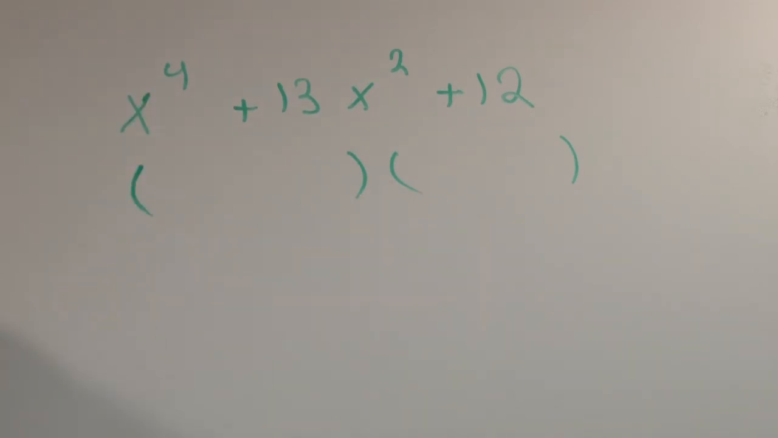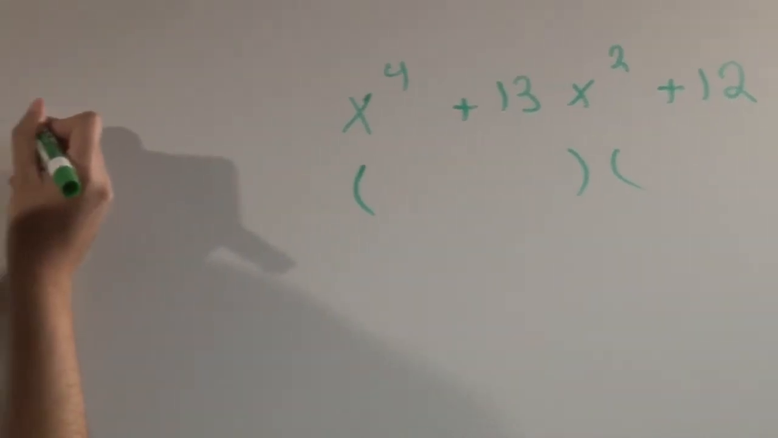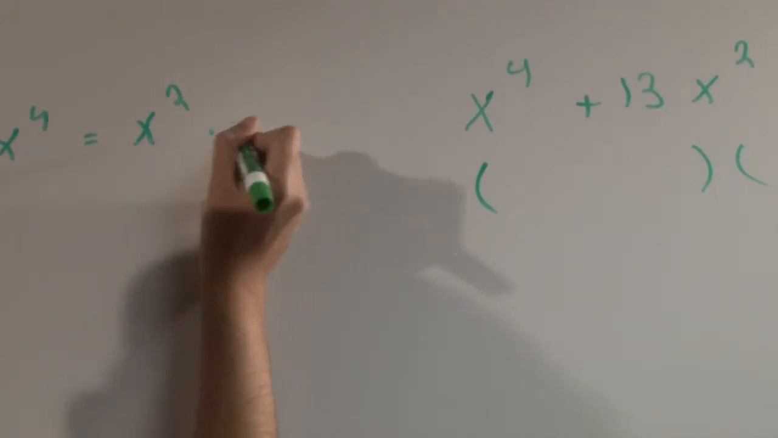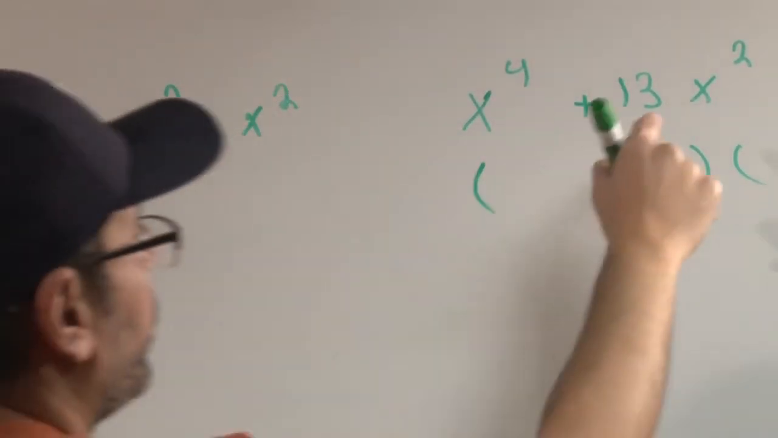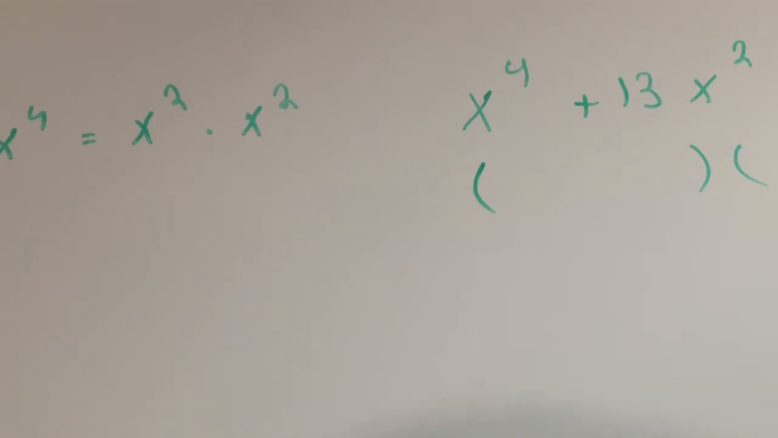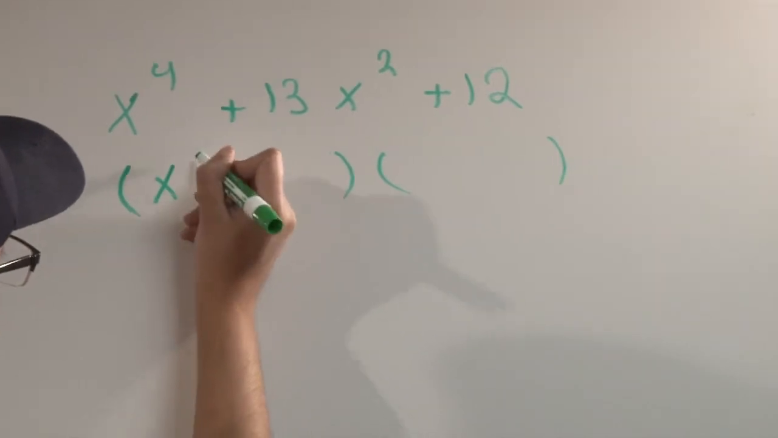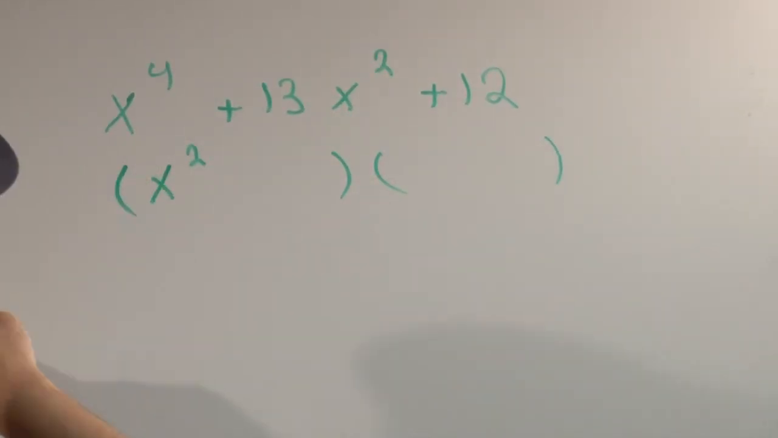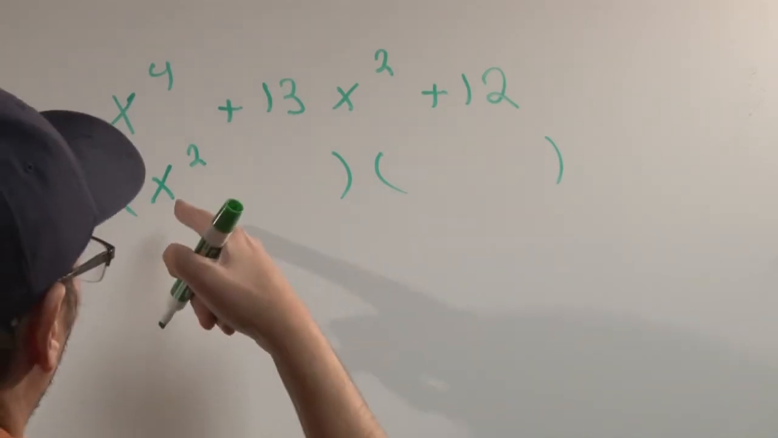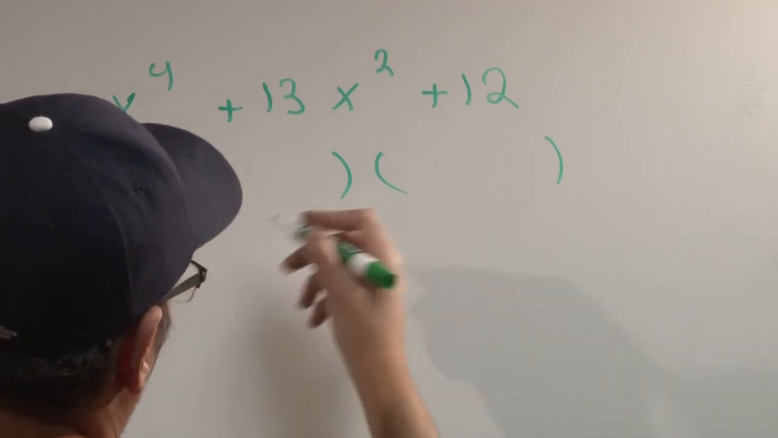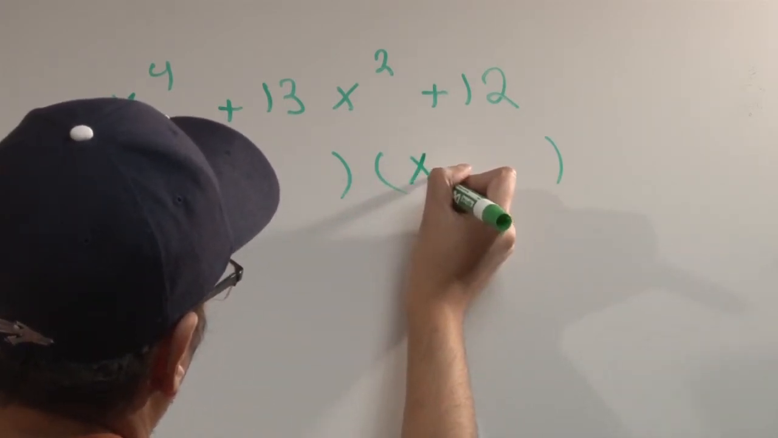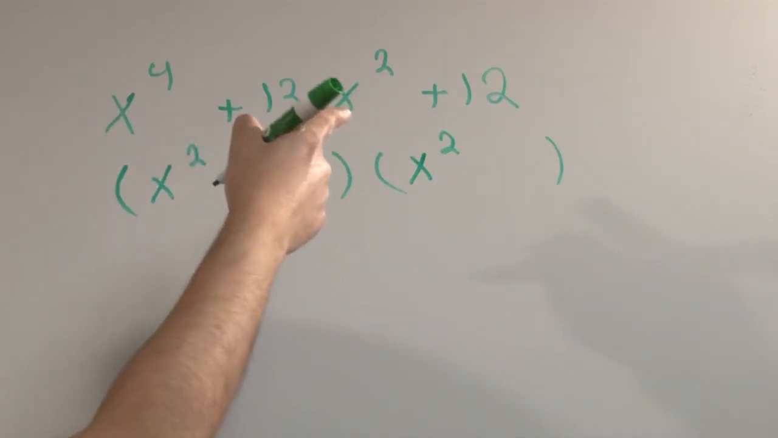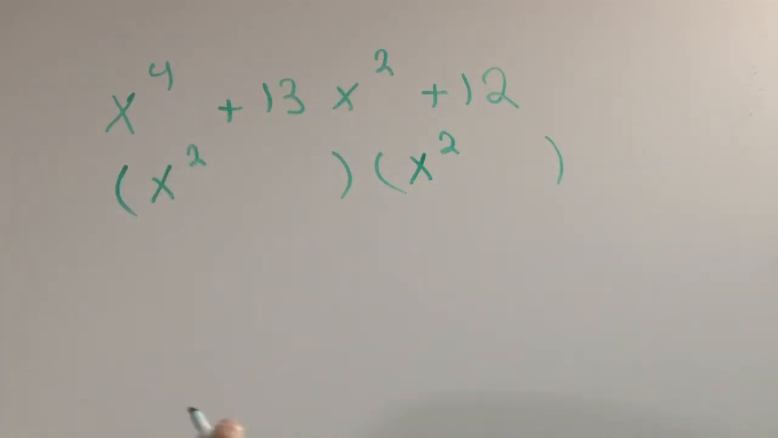x to the power of 4 is what? Could be x squared times x squared. Why? Because the middle term is x squared, so you have to make it x squared. If the middle one is different, I would make it different, but it's impossible to be different. So this is x squared, and this is x squared. What's the other term? It's 12.